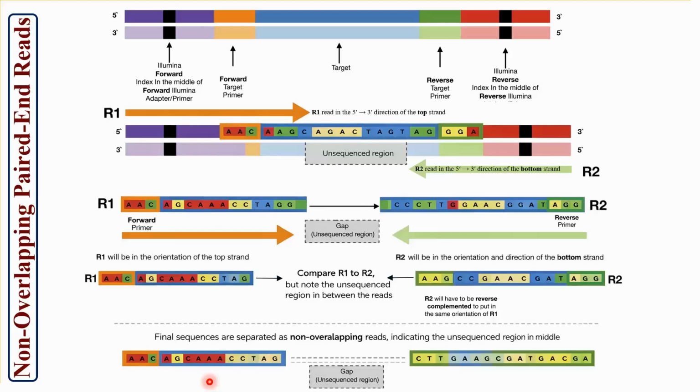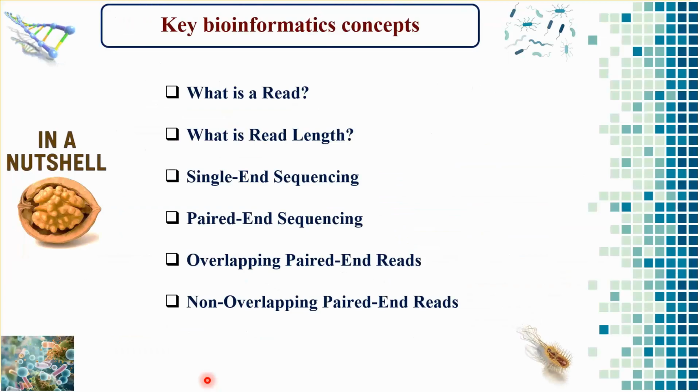Now that we have understood how sequencing works and how reads are generated and analyzed, we have learned about the key bioinformatics concepts behind sequencing data. We started with what a read is. A read is the sequence of nucleotide bases generated from a DNA fragment, and it represents the fundamental unit of sequencing data. Then we explored read length, which is simply the number of bases in a read, and we saw that it is determined by the number of sequencing cycles.